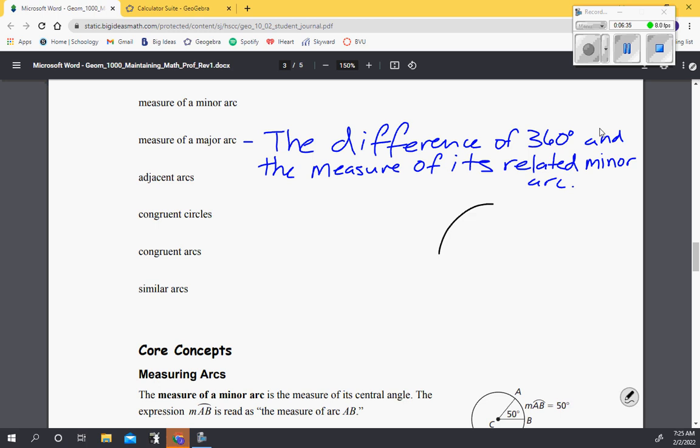Again, for example, I have a circle here. Here's my center. I have a point here, call it A, a point here, call it B. Let's say this is 30 degrees. Just as a reference, point D is over here. The major arc would have to be 360 minus 30, which is 330 degrees. That's the difference.